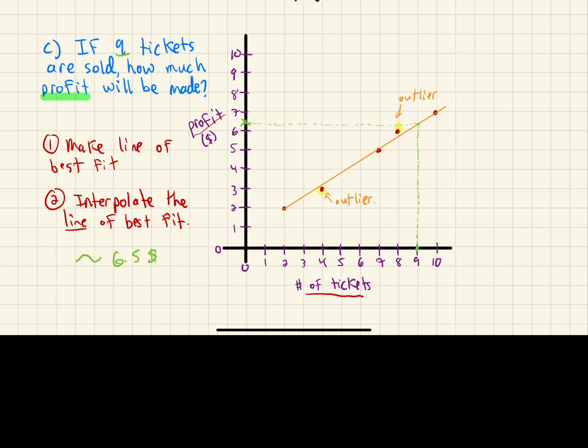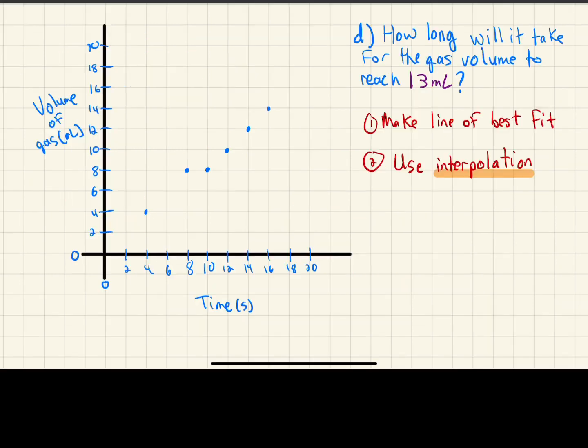$6.5. So lastly, for this next one, how long will it take for the gas volume to reach 13 milliliters? So we have gas volume as the dependent variable and time as the independent variable here. And like we did with the previous question, the first thing we're going to do is make a line of best fit. That's going to be a line from the first point, and it should extend through as many points in this data set as possible. Okay, so it's touching 3 points. So again, anything here, these are outliers.